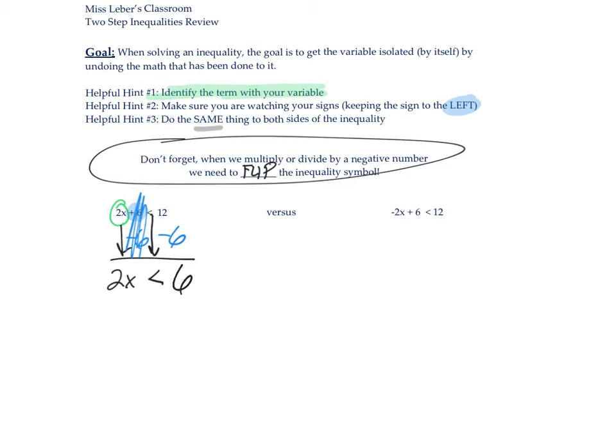And then I've got a one-step inequality. So again, remembering that there's that invisible multiplication symbol between the 2 and the x, I'm going to need to divide both sides by 2. Just as a quick check, that 2 is a positive 2, so I don't have to change that inequality symbol at all. So I end up with x is less than 3.